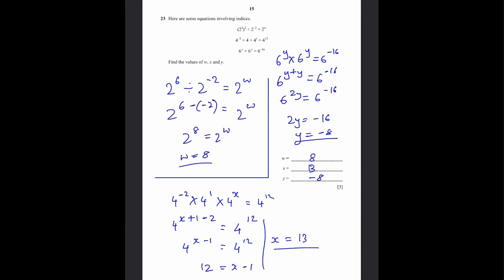That's the answer. I actually put a minus sign over here, because when we divide two numbers with the same base and some power, for example 2 to the power 6 and 2 to the power minus 2 given here, we have to subtract the two powers. So subtract this one minus this one. 6 minus minus 2, the minus will cancel out. So 6 plus 2, which is just 8, and that's why w is equal to 8. That's the answer.